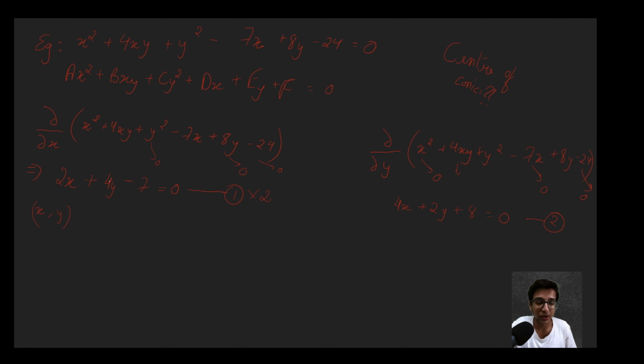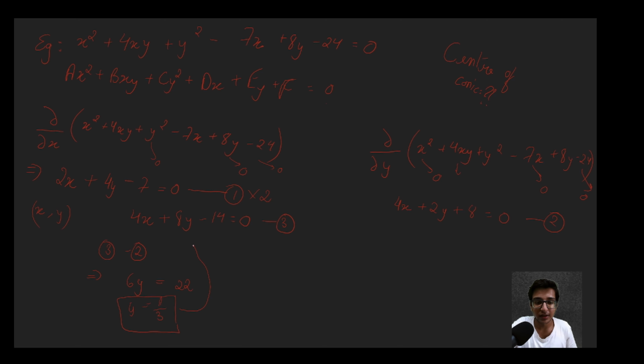Let's multiply this equation by 2. We would get 4x plus 8y minus 14 is equal to 0. Now if I was to subtract these two equations, then what would I get? Let's say this is our equation 3 and this is our 2. So 3 minus 2 would give us, 4x would be cancelled, we would get 6y equal to 22, and y would be equal to 11 by 3. So we found out what y is. Y is 11 by 3.